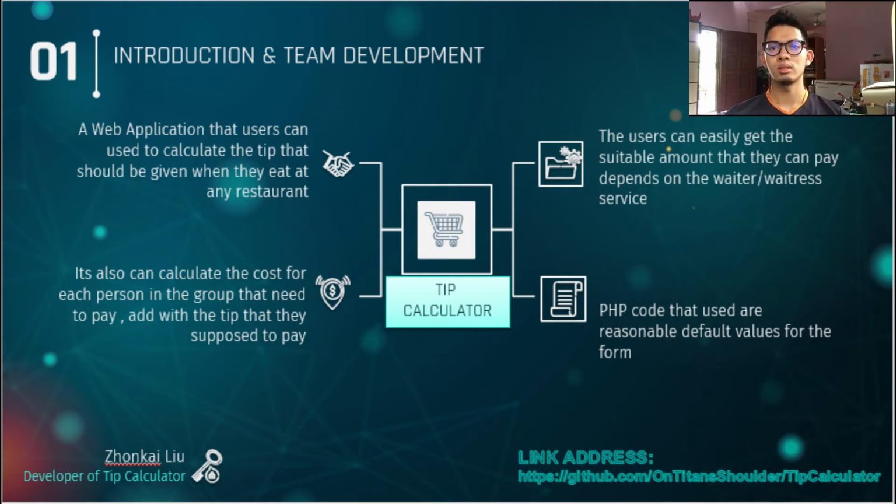For example, if we eat with our friends, for the student actually, it can calculate the exact amount that each person needs to pay for their food. If they eat buffet style, it is easy for them to calculate how much each person needs to pay. This calculator can also calculate the suitable amount that we can pay depending on the waiter or waitress service. And lastly, we noticed that this application is very reasonable and suitable for its PHP code based on its system. It looks very interesting and easy to use.